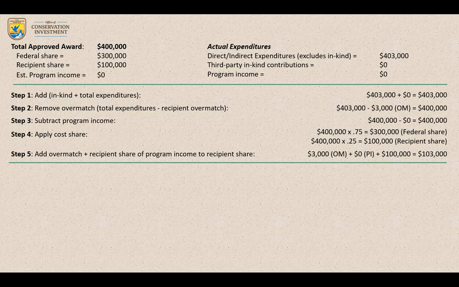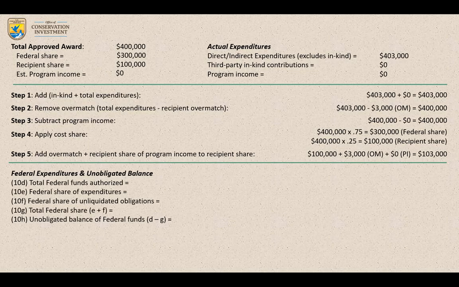From these 5 steps, the recipient has everything they need to accurately complete fields 10D through 10O of their final federal financial report. Fields 10D through 10H provide information about the expenditure of federal funds and any remaining unspent balance of federal funds as of the reporting period end date. For 10D, the recipient identifies the total federal funds authorized. This amount is $300,000 and comes directly from Field 11M, Federal Share, on the Grant Solutions Notice of Award.